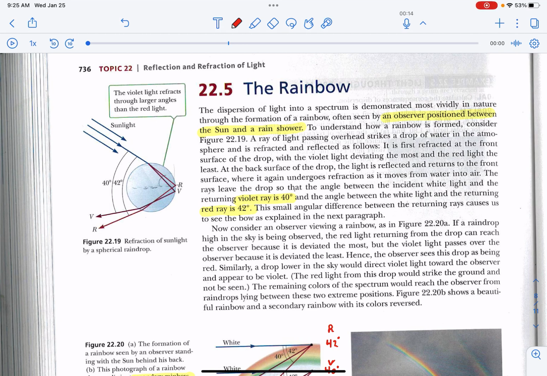This screencast will conclude chapter 22 and will focus particularly on the rainbow and on fiber optics. The rainbow, of course, is this amazing and extraordinarily beautiful phenomenon in the sky that you see when you are somewhere between the sun and a rain shower. The sun needs to be at your back.